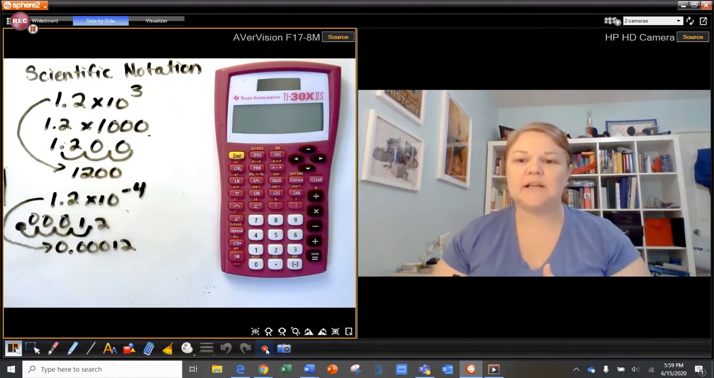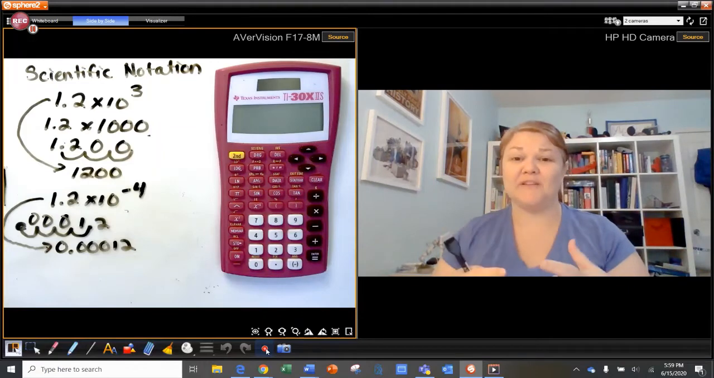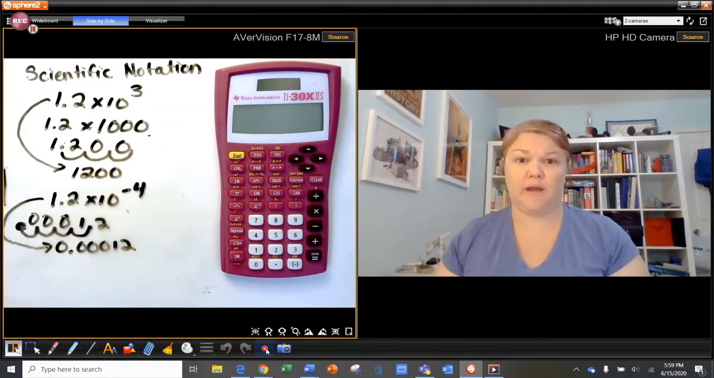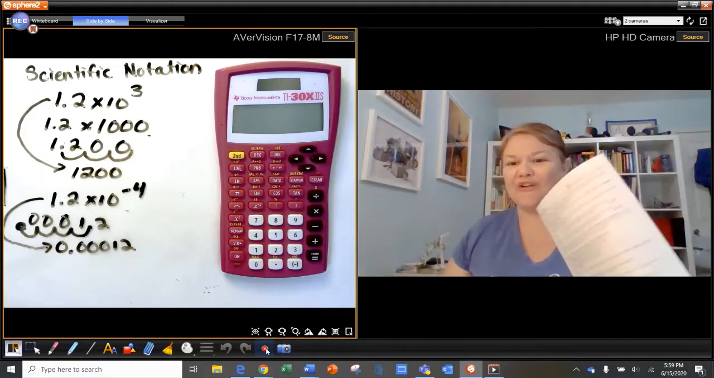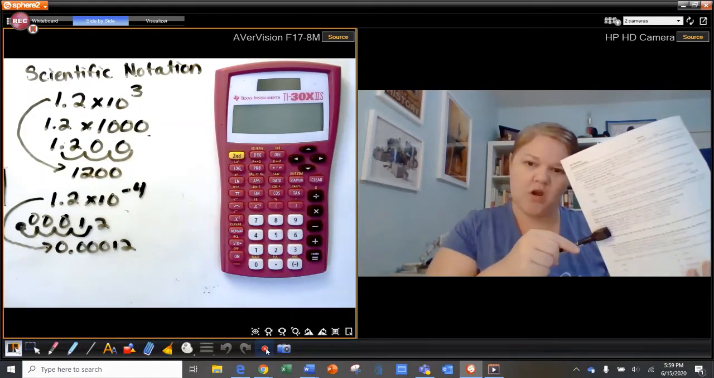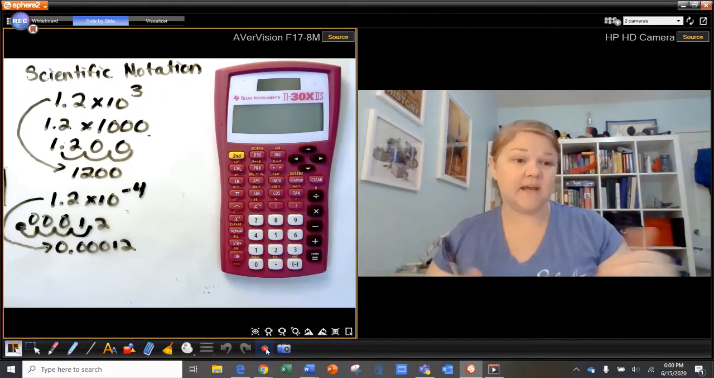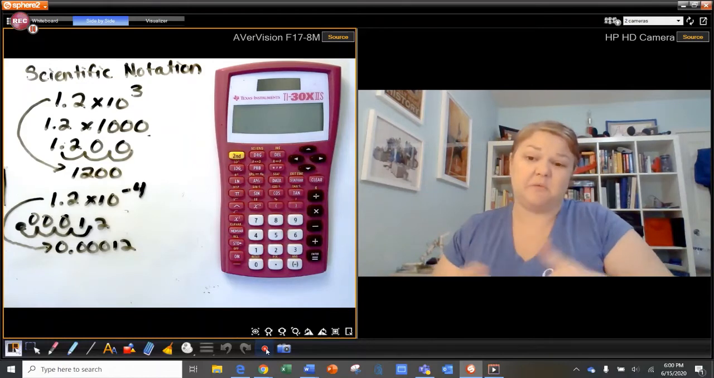All right, so now we're going to take a look at how we actually put these numbers in scientific notation into our calculator and type them in correctly. So you do have the directions on your sheets. They're right here, so you can check that and look through the steps. And I'm going to basically walk you through the steps right now.